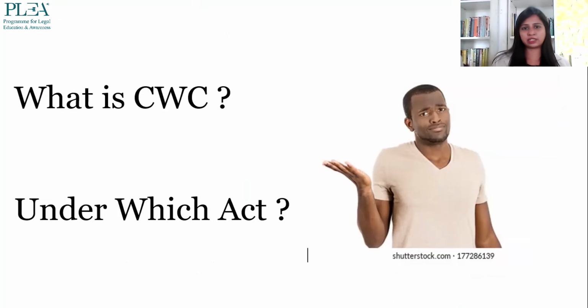So first starts with the basics. What is the Juvenile Justice Care and Protection Act 2015? First, we have understood that this law is for these two categories of children. We have understood the definition of the children. Now let's understand what is CWC. CWC is, of course, under this act. It has been constituted under Section 27 of this act.